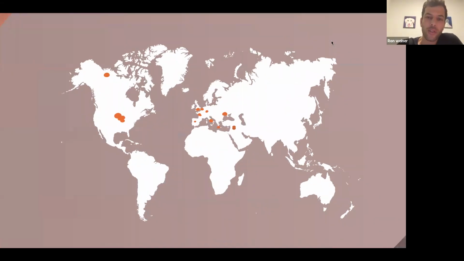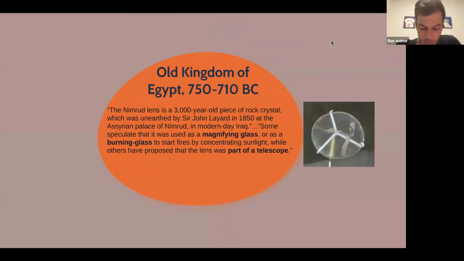So I chose to go back to the Old Kingdom of Egypt and to talk about a magnifying glass which people found. The location is now Iraq, and the assumption is that it was a magnifying glass, or a burning glass, or a part of a telescope. The reason that I thought that it is relevant for AI, I could give you a lot of time to wonder, but this is my own connection in my brain, so it will be kind of out there.